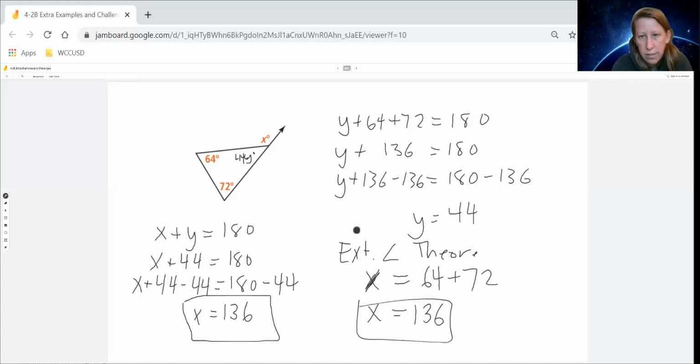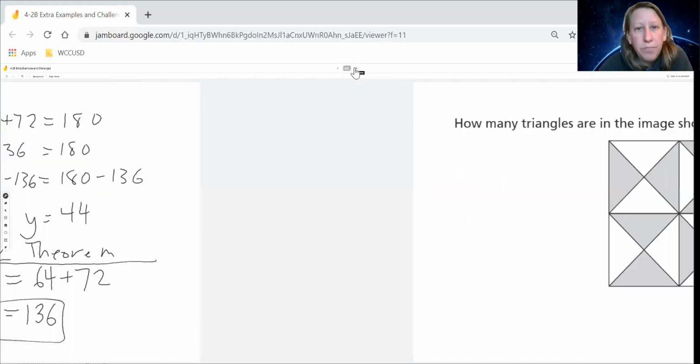If you like shortcuts, memorize this. If you don't like shortcuts and you can't memorize things very well, you can always work it out that way.